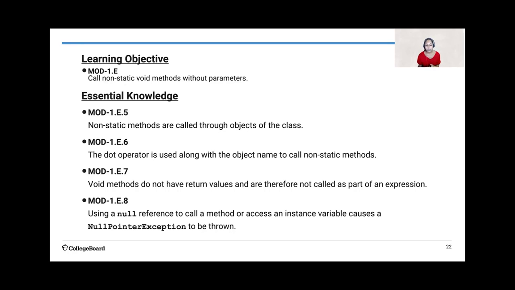And we also see how using a null reference to call that method or access instance variables will result in a null pointer exception.